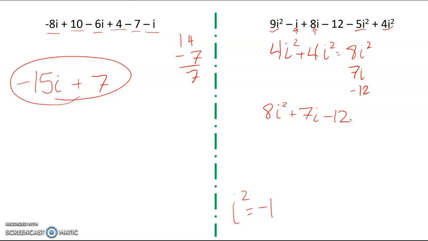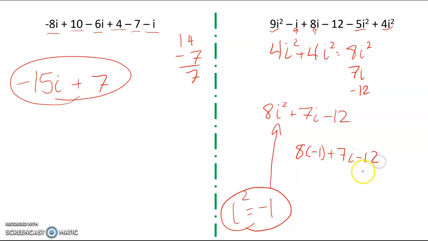But remember, I know that my i squared here is equal to negative 1, so I'm going to substitute in negative 1 for that i squared there. So this is going to turn into 8 times a negative 1 plus 7i minus 12. And obviously 8 times a negative 1 turns into a negative 8 plus a 7i minus 12. And then from there, we just combine the rest of our numbers. Negative 8 minus 12 gets me negative 20, so I'm just going to write this as 7i minus 20 right there.